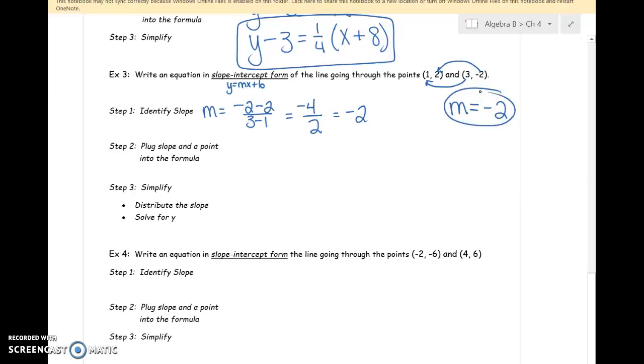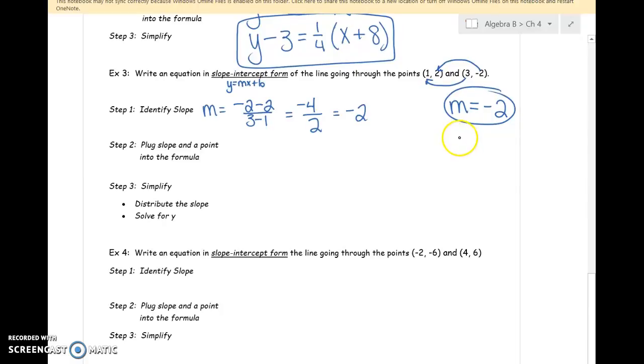Next, we need to plug the slope and a point into the formula. It does not matter which point you choose. You can choose (1, 2), or you can choose (3, -2). Which one looks like it might be easier to work with? (1, 2), because it's not negative. So I'm going to write 1, 2, and label it x1, y1.